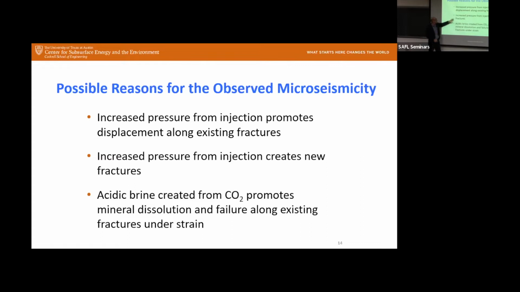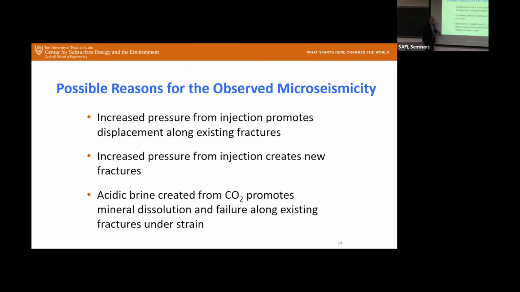They thought it was likely occurring along existing fractures, just because we weren't overcoming that fracture threshold. And then the last thing postulated was that along these existing fractures, when we inject CO2, it dissolves into the pore water to create carbonic acid, and that acidic brine promotes mineral dissolution and then failure along these existing fractures, which are under strain.